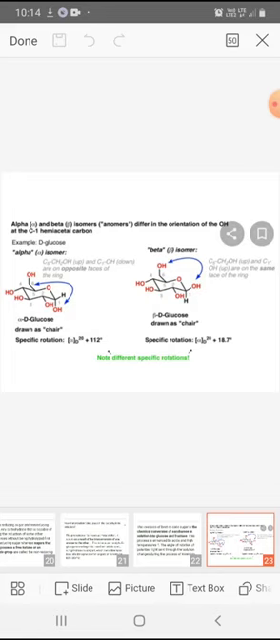See the specific rotation. Alpha-D-glucose specific rotation is positive. Specific rotation is denoted as alpha D 20, and alpha-D-glucose has a specific rotation of plus 112 degrees, and for beta-D-glucose the specific rotation is plus 18.7.